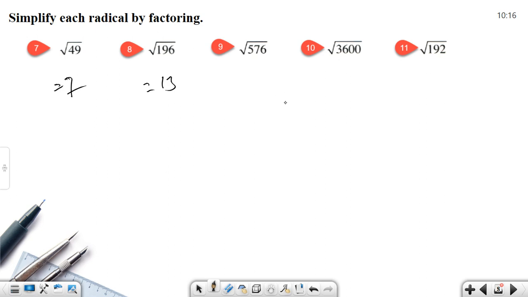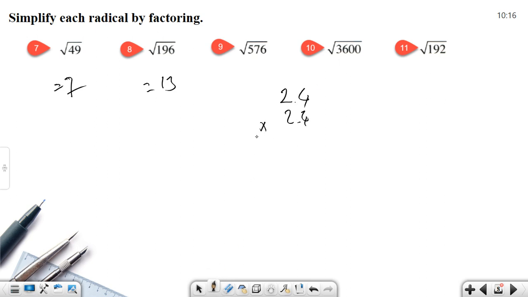576. That's an interesting one. I don't know exactly the value, so how can I do that one? I can try 23. Because I know 3 times 3... No, 23 is not possible because 3 times 3 is 9. So I can try 24.